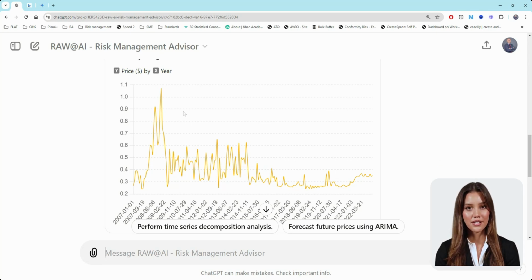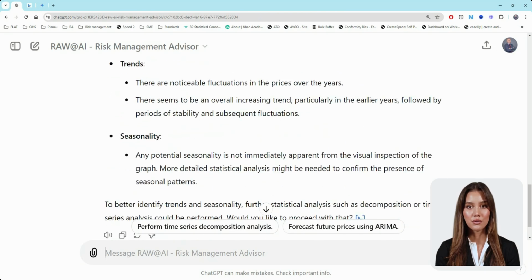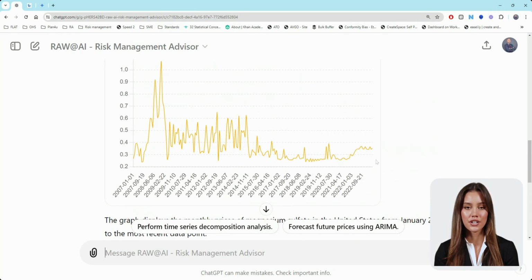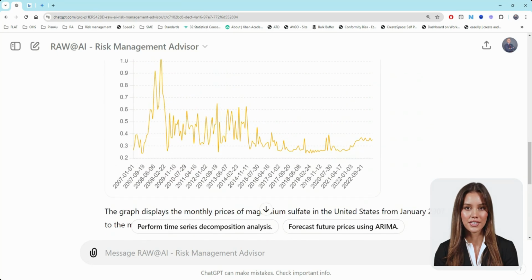as well. We would investigate whether something happened in 2014 that led to significantly reduced volatility. We will investigate all of these things. So there are no noticeable fluctuations over the years. There's an overall increasing trend, then a period of stability and some fluctuation again, as shown here, but no immediately apparent seasonality. Okay, great.